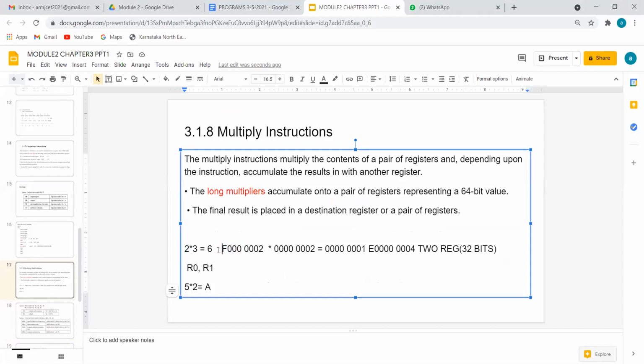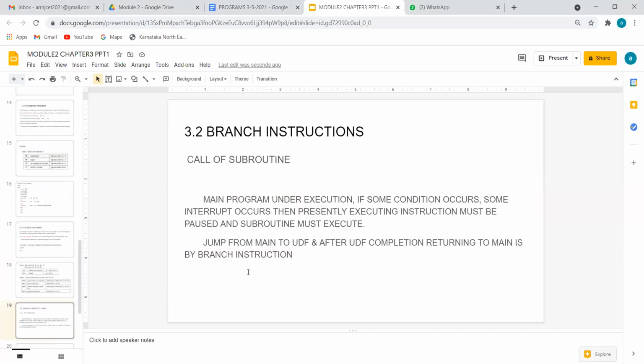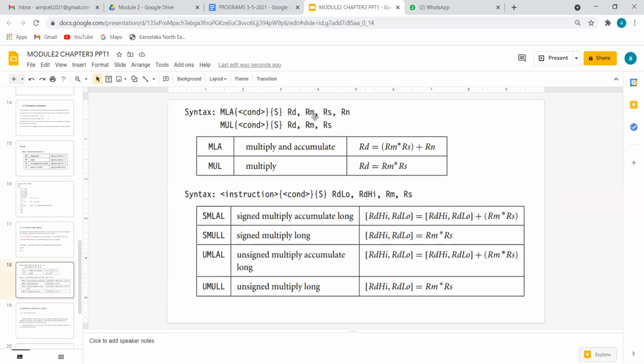Then comes a special case. I don't want to show only smaller numbers. I want the first 32-bit number multiplied by the second 32-bit number, where the answer is not possible to store in only 32 bits. Hence, the answer is 64-bit. Then we make use of two registers, each of 32 bits. Those are R0 and R1. Here comes MLA and this one. MUL you have seen already in the arithmetic program, in the instruction set.